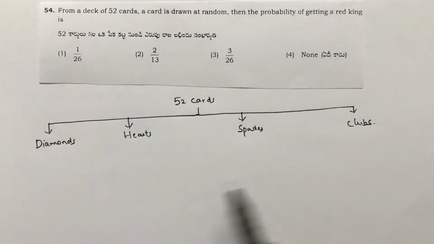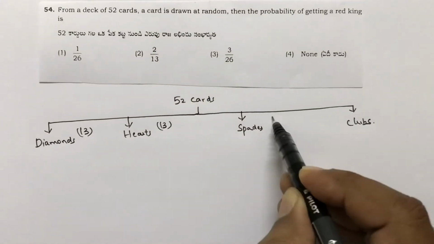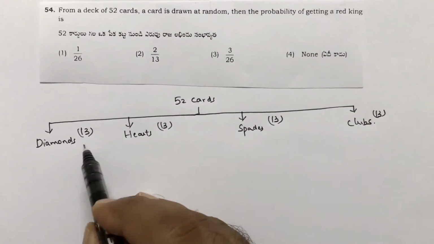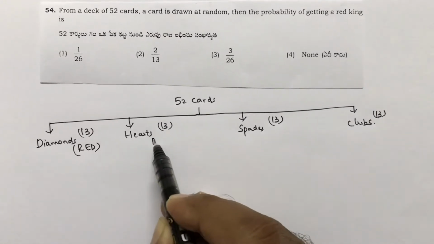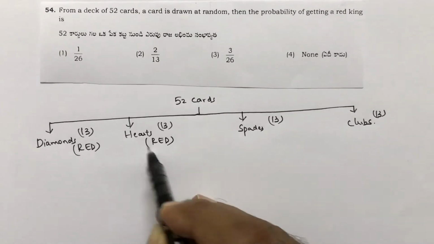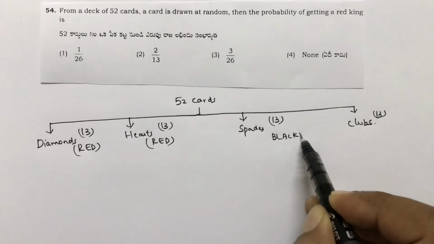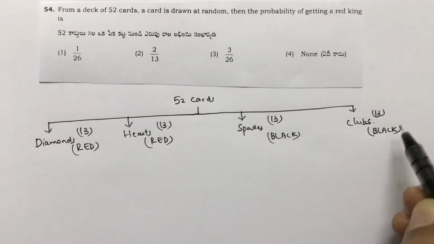Diamonds, hearts, spades, clubs. In each suit there are 13 cards. See, diamonds and hearts are in red color, and spades and clubs are in black color. So here also spades and clubs are in black.